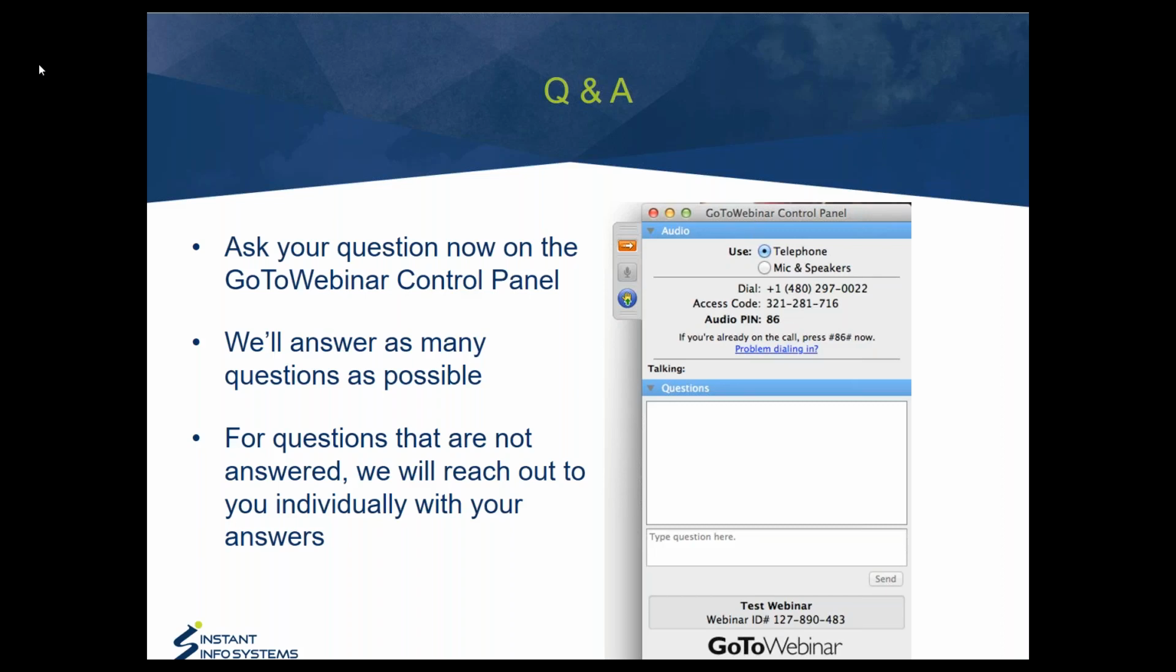Perfect. Oh, we got one more. I'm going to sneak this in. Is it possible that instead of sending TIFF files or image files, we can send a PDF file from the WriteFax server for inbound faxes?